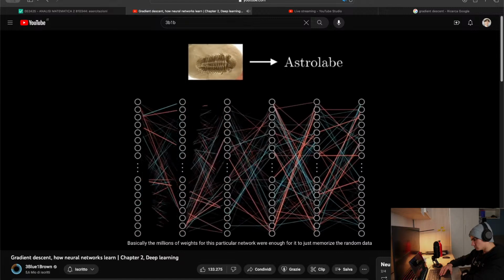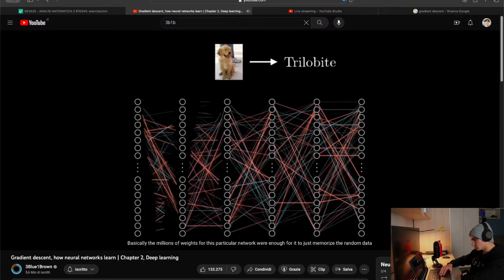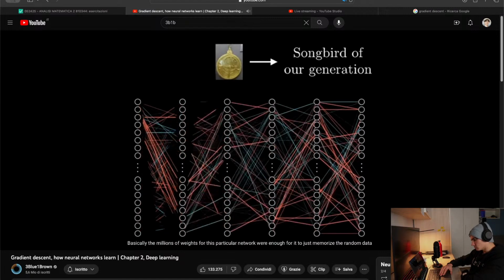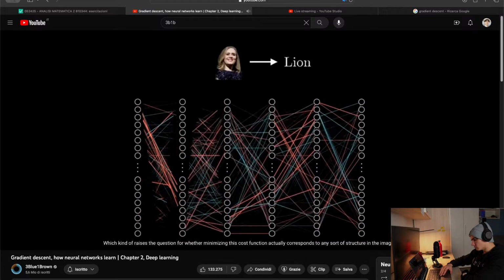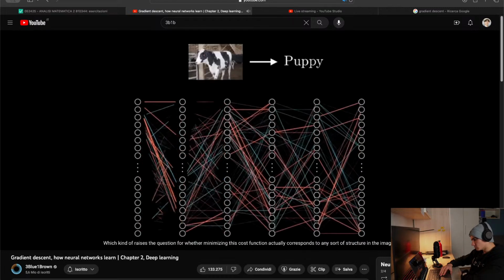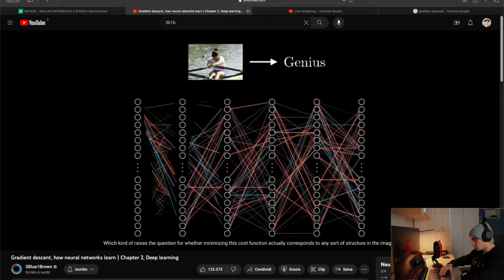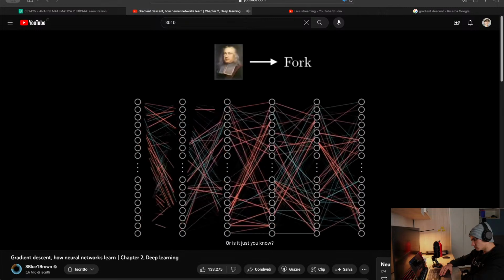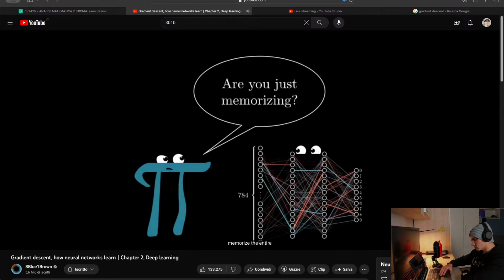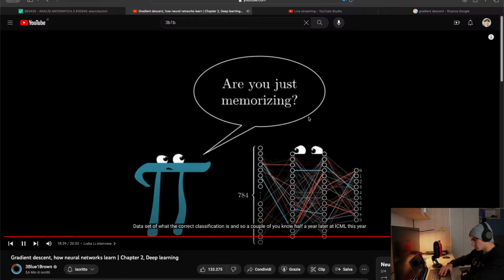Basically, the millions of weights for this particular network were enough for it to just memorize the random data, which kind of raises the question for whether minimizing this cost function actually corresponds to any sort of structure in the image, or is it just memorization? Memorize the entire data set of what the correct classification is.